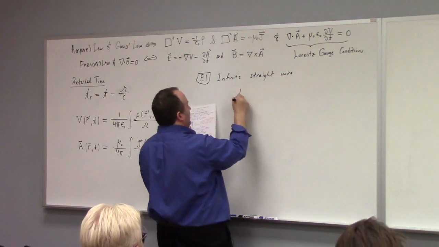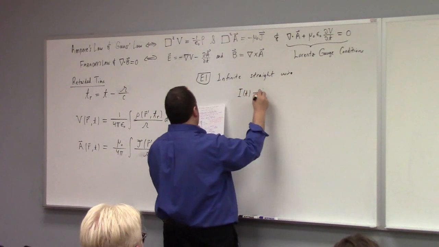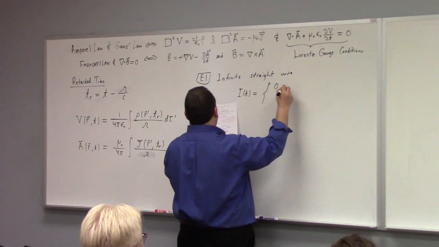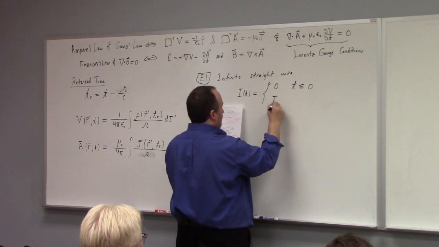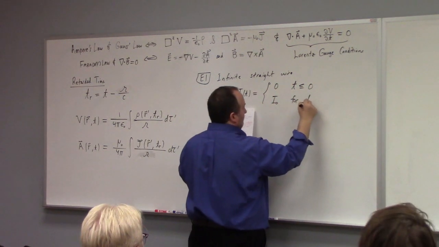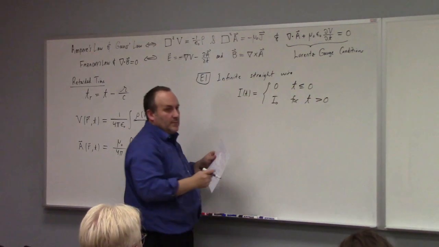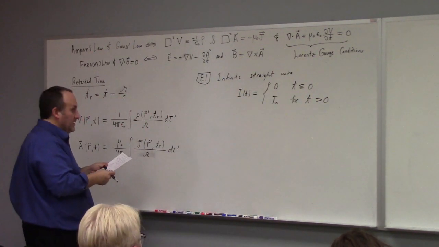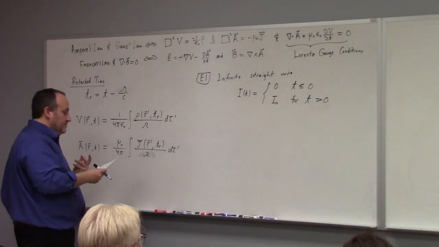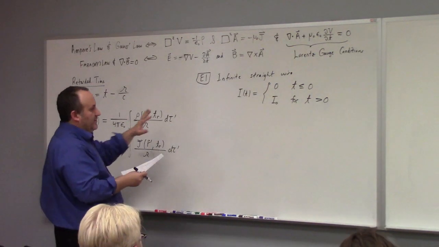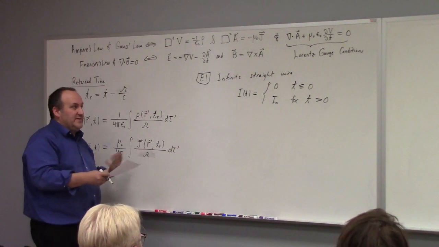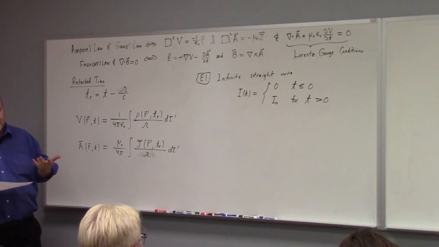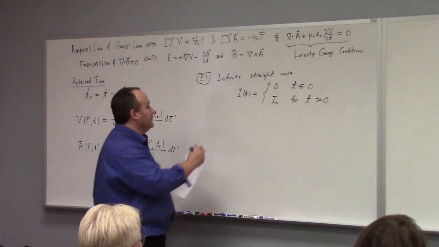And we have I of t equal to 0 for t less than 0 and I sub naught for t greater than 0. All right? So in this situation, the question is to find the electric and magnetic fields. This is a problem we could not solve before, because we're talking about a time-varying current. This is new.